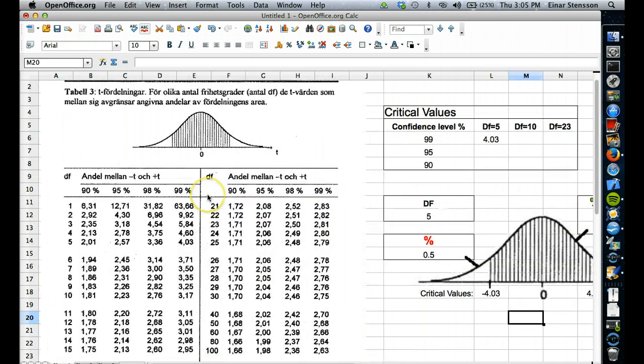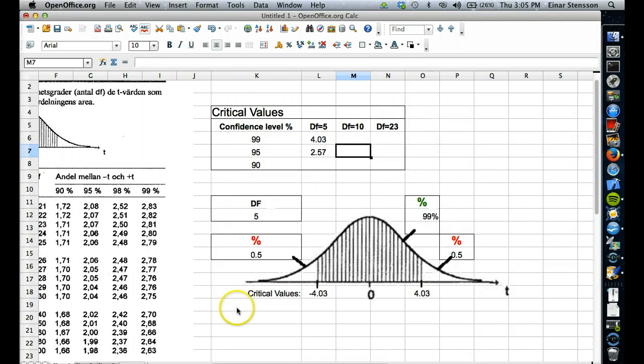If we move on then and move over through these columns, we can get the confidence levels for 95 and 90% as well. We're still staying in the same row because we have the same number of degrees of freedom. So the same row, but we're moving through the columns here. If we go to the 95% confidence level, I look at the column for 95% here, move down till I reach row number 5, and I get 2.57. So I write 2.57 right there.